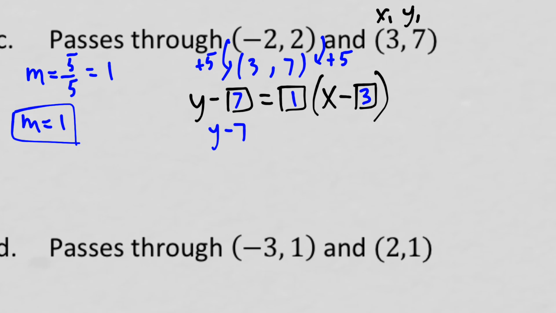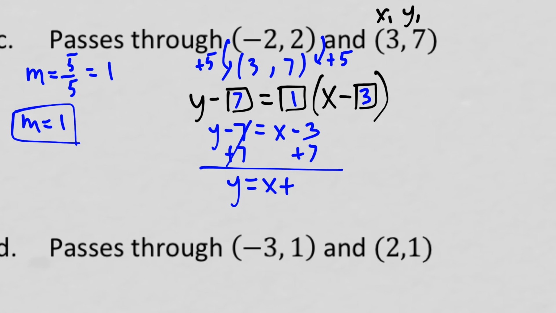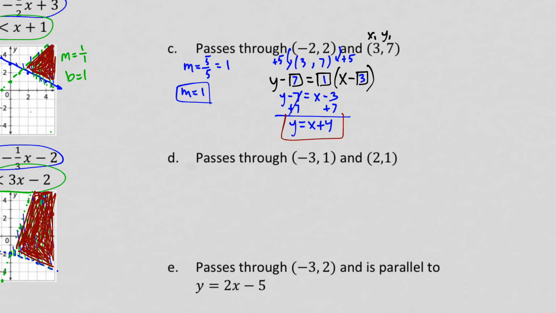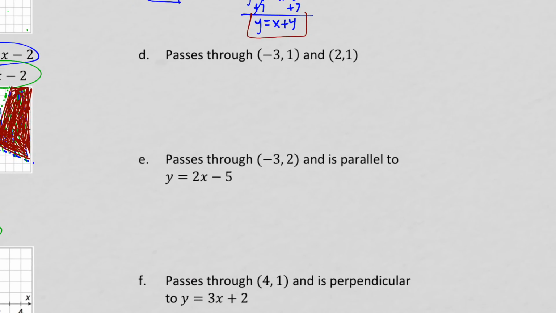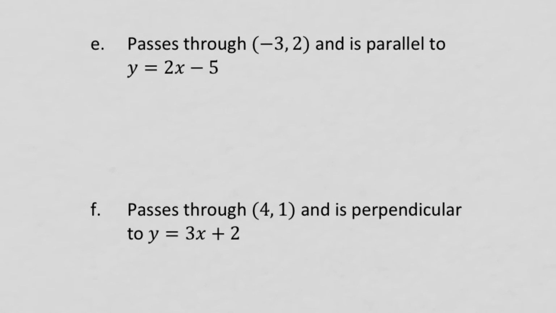Y minus 7 equals 1 times x is x, 1 times -3 is -3. Because all I did here, guys, is distribute, distribute, distribute. 1 times x, 1 times -3. Finally, we're going to isolate the y by kicking out the 7, right? We're trying to put it in slope-intercept form. So we isolate the y, and we got y equals x plus 4, and we're done. All right, I'm also going to let you guys practice D on your own in a little bit, but right now let's move on to E.